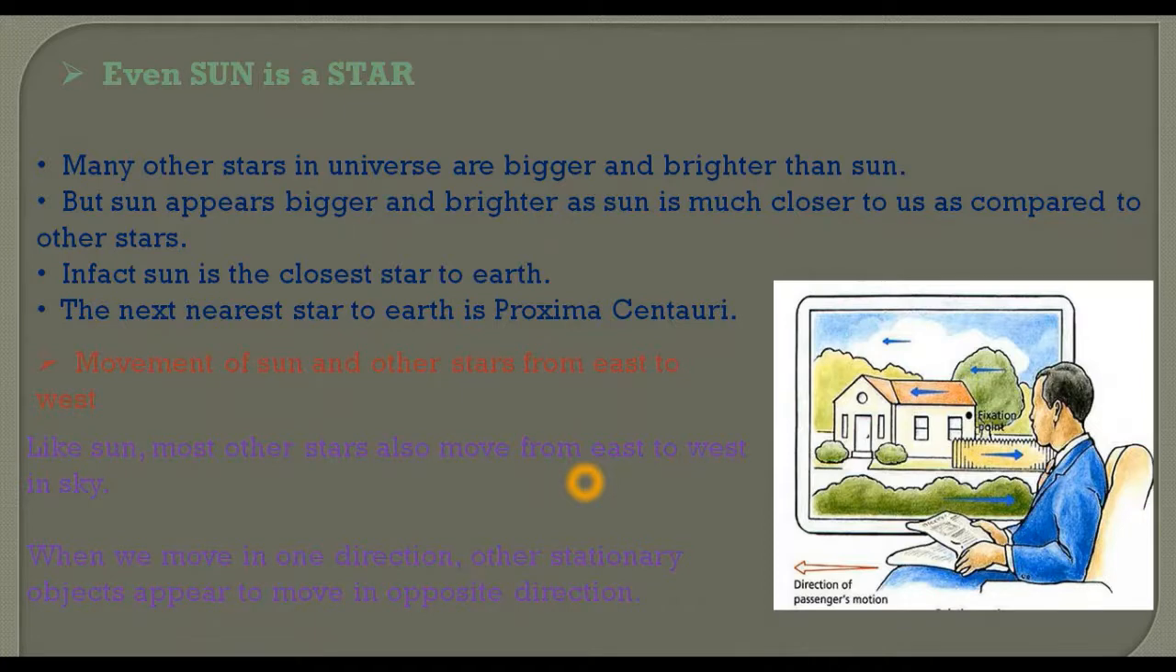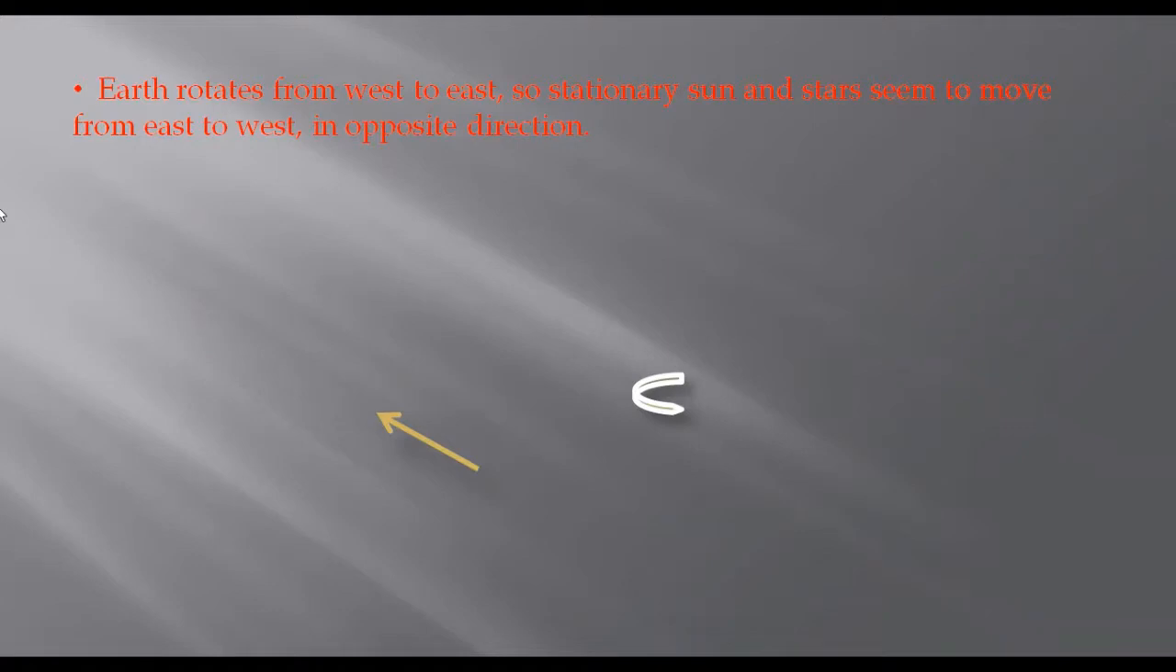It appears that stars and the sun are moving from east to west in the sky. But this is the apparent motion of stars. That means it appears as if stars and the sun are moving from east to west. But what is the reason behind this? Why does this apparent motion happen? See, I told you that when we move in one direction, other stationary objects appear to move in the opposite direction.